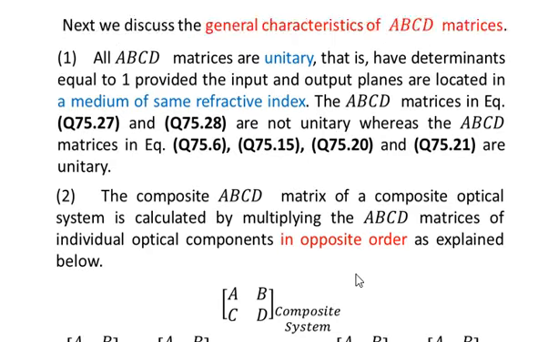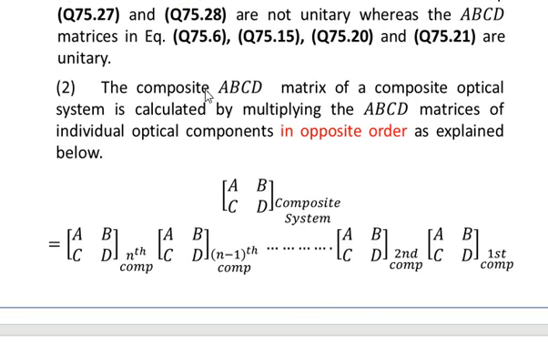have cleared over here. The point 2 is the composite ABCD matrix of a composite optical system is calculated by multiplying ABCD matrices of individual optical systems in opposite order as explained below. So you see that in the above calculations we have discussed only one matrix at a time, that is, only one optical system at a time. But if our optical system contains many optical elements, then we need to write the ABCD matrix for each component, and then we have to multiply them in the order given below.